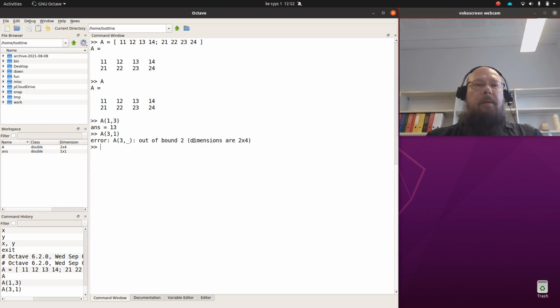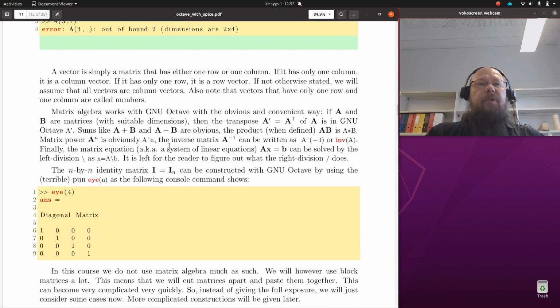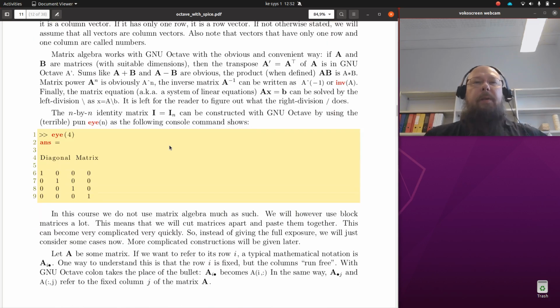Okay, so the dimensions are 2 times 4, so this is a 2 times 4 matrix, 2 rows, 4 columns. Okay, so this is the error message we get. All right.